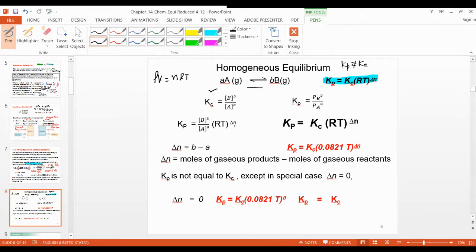Okay. So this delta N, how do you calculate? I told you in chapter 6. This delta N is the number of moles of reactant and product. So you will get product minus reactant. These are the coefficients of the product minus reactant.